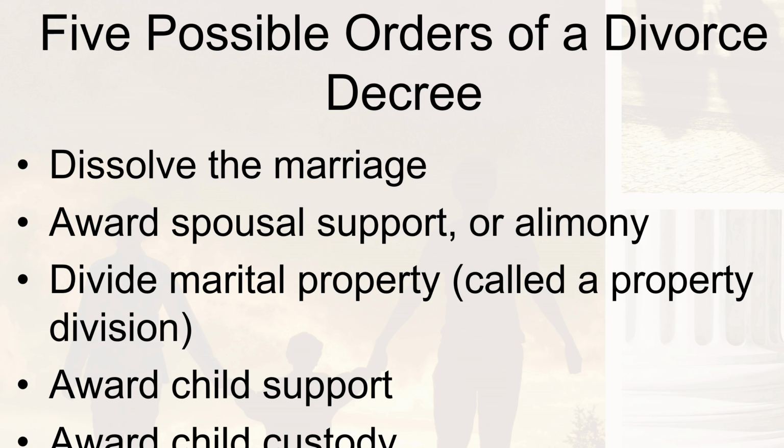So a divorce judgment can consist of 5 major orders. First is the order which dissolves a marriage. Second is the order to award spousal support or alimony. Third is an order to divide the marital property, also known as property division. Fourth is a court order to award child support, and fifth is a court order to award child custody. So these are the 5 major orders that can potentially be included in a divorce judgment.